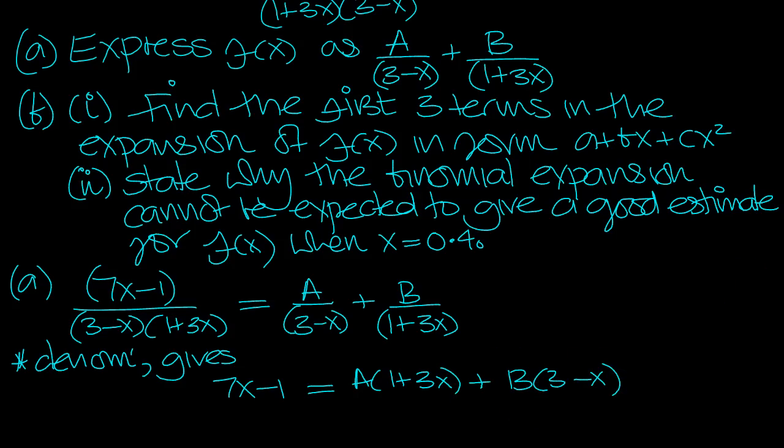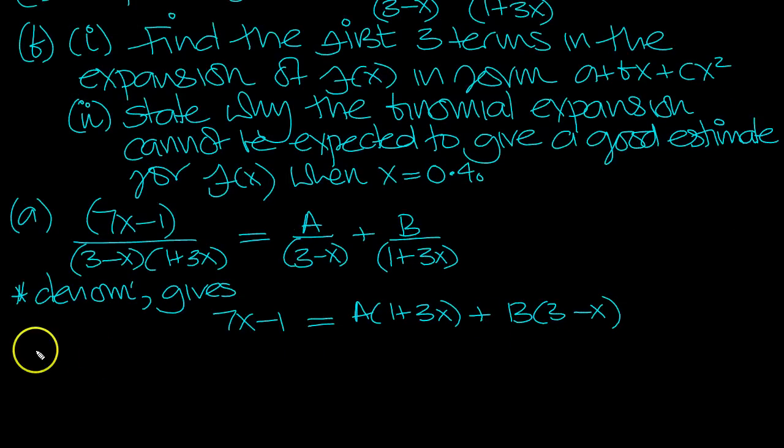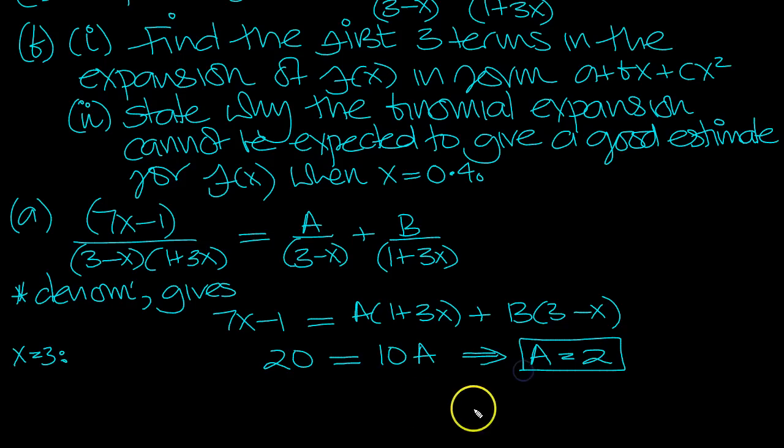Now let's put in suitable values. Let's put in x as 3 and see what we get. The b term will go to 0. 21 minus 1 is 20. Put 3 in: 3 3s are 9, plus 1 is 10. That's 10a. So move the 10 from times to divide: 20 over 10 is 2. So a equals 2.